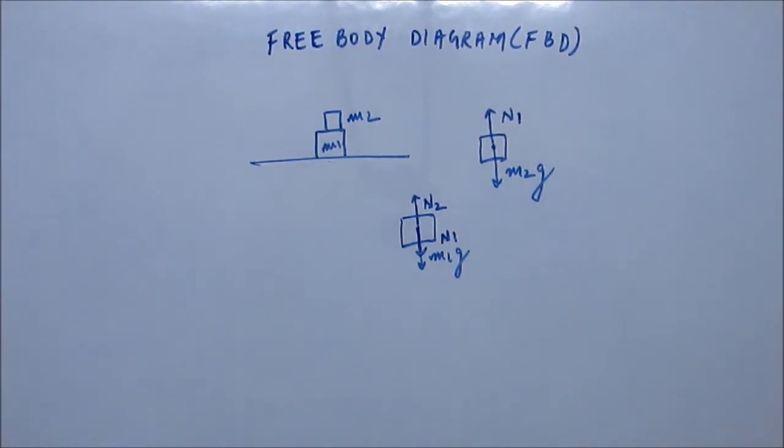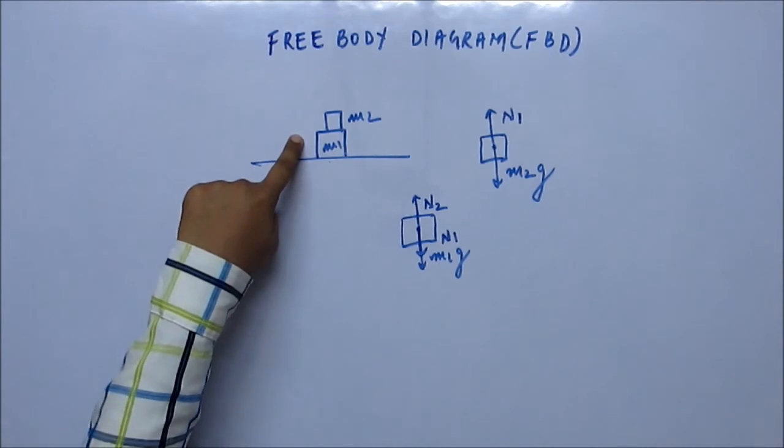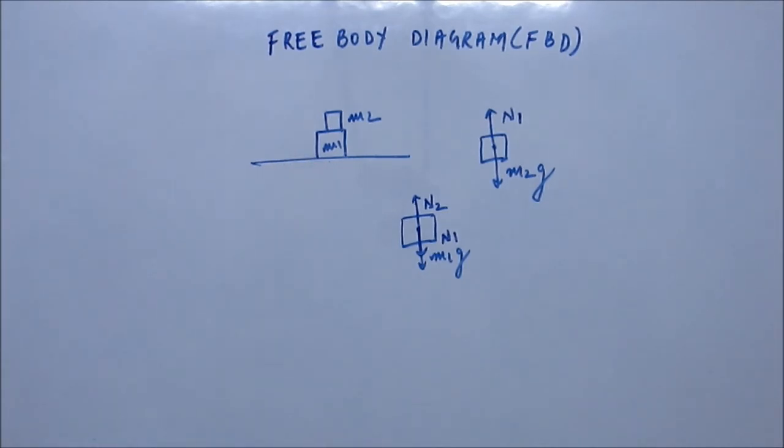So while drawing the FBD, what we have to see is all the forces acting on the block, and there are three forces acting on m1. So we have drawn three forces altogether.